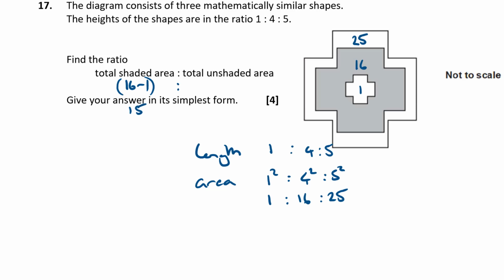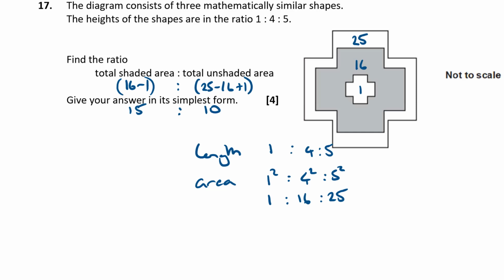What about the unshaded area? The unshaded area is the white bit. So the outer white part is going to be the 25 subtract the 16. But then you're going to have to add on the unshaded part in the middle, which is side 1. So the total unshaded area is going to be 25 minus 16, which is 9, plus 1 is 10. So that is 15 to 10 then, isn't it?